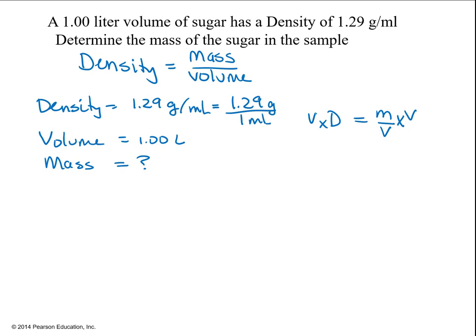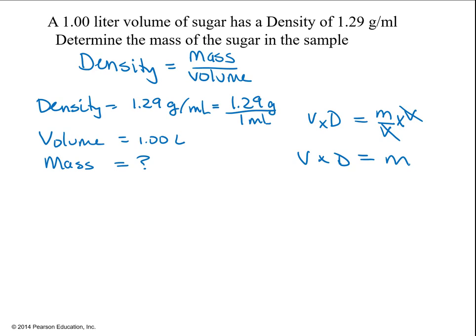So if you have something in the denominator that you want to move to the other side, multiply both sides by that unit, because see what it does to the volumes. That will make volume and volume cancel. Now, volume times density is equal to mass. Now I have mass all by itself, and so I can just plug those numbers in.